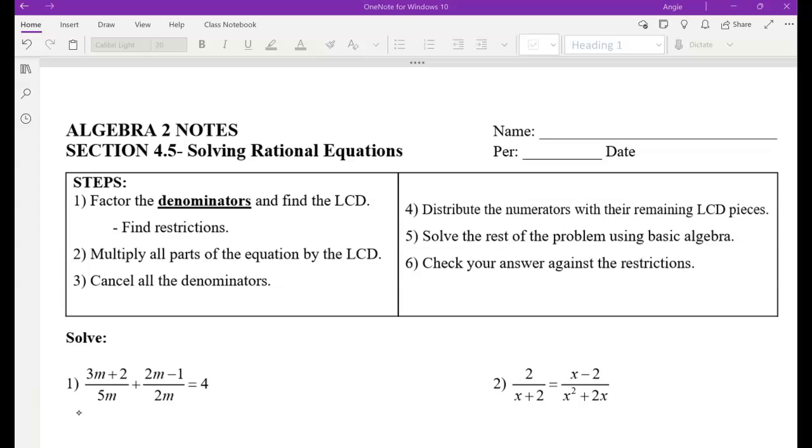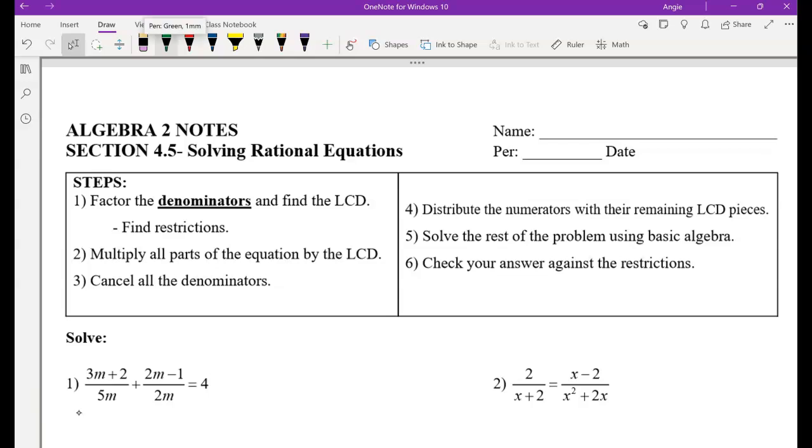Solving rational equations. As you can see here, we are going to start with some guidelines. These are the steps to help you solve. Now, you don't always have to follow all of these steps. These are just guidelines. Number one, factor the denominators and find the lowest common denominator. Also, find your restrictions after you find the LCD.